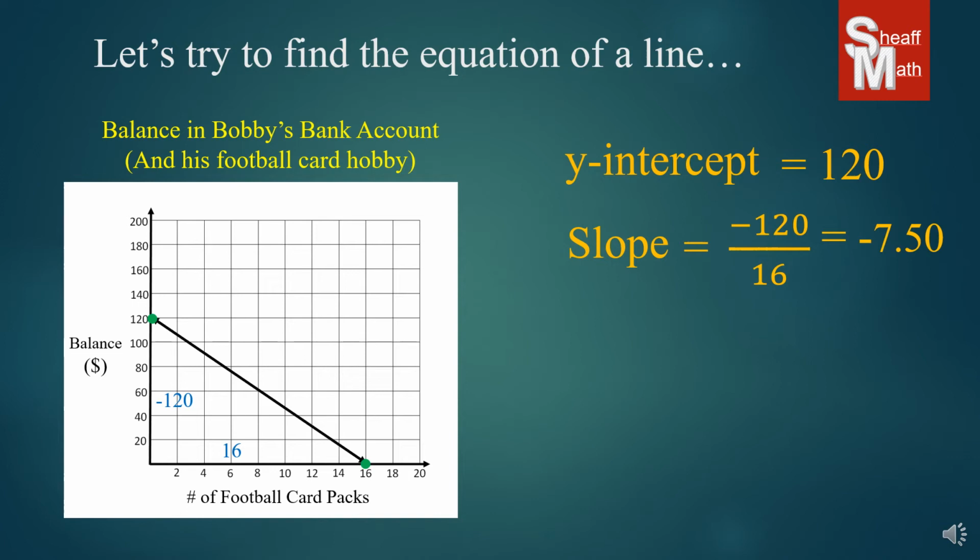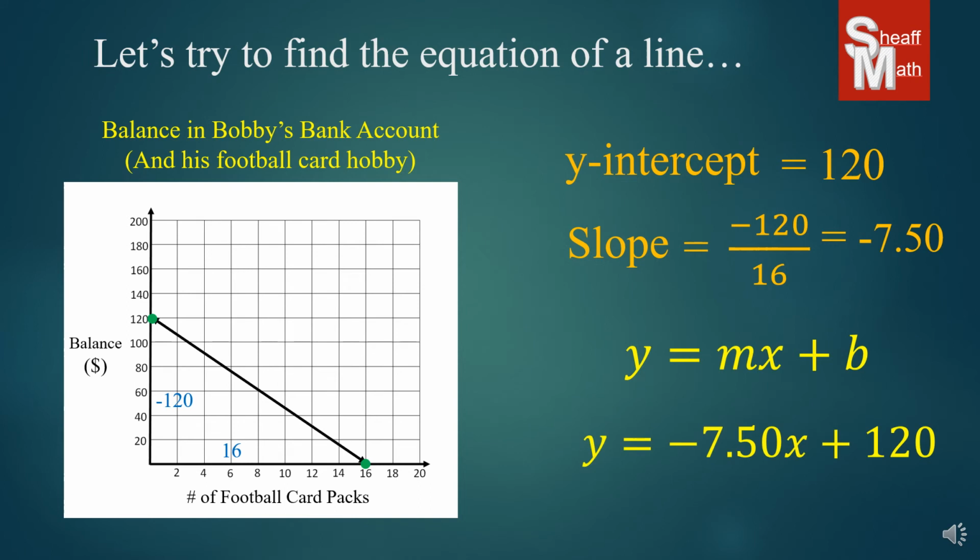Now why would I put this into a decimal form rather than just a simplified fraction? Because we're actually dealing with money here. The balance is going down, or the line is going down at a certain rate, and that rate happens to be 7.50. So we put these into our slope-intercept form, and so we get y equals negative 7.50x plus 120.